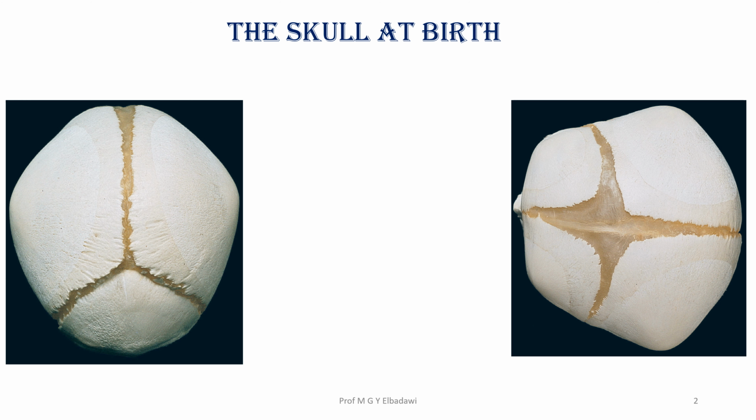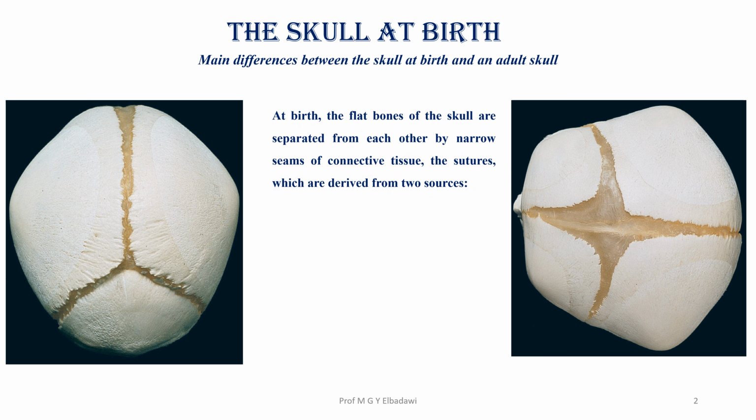That is how the skull looks at birth, with the main differences between that skull and the adult. You will find that the flat bones at birth are separated from each other by narrow sutures or connective tissue, which are derived from two sources. The neural crest cells give the sagittal suture, and the paraxial mesoderm gives the coronal suture.